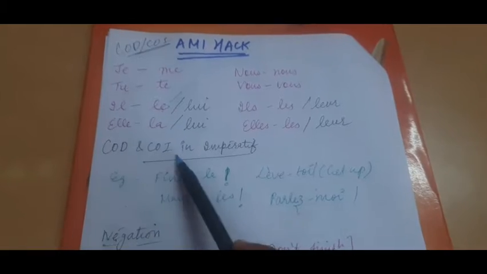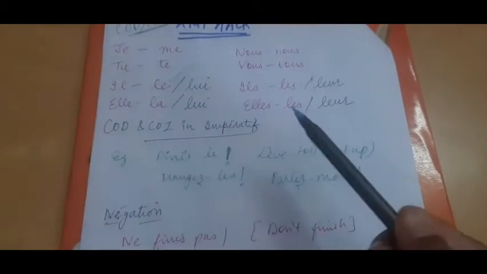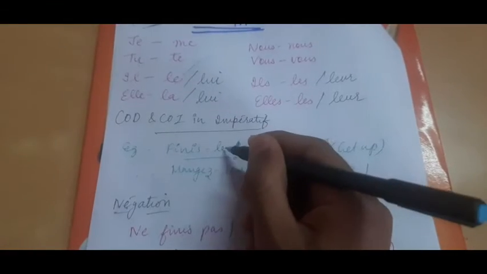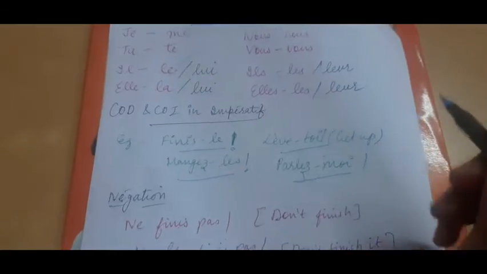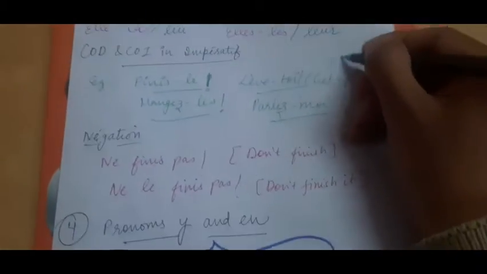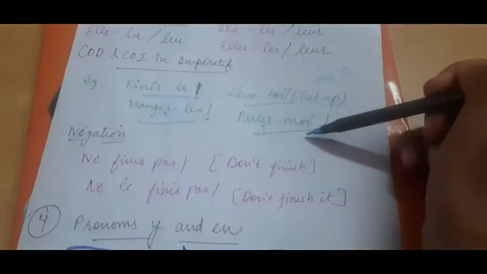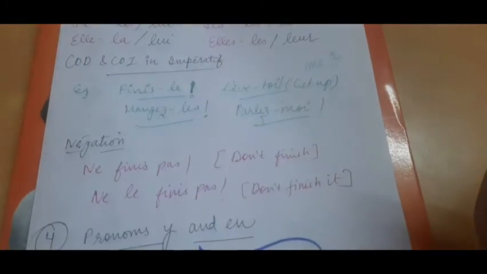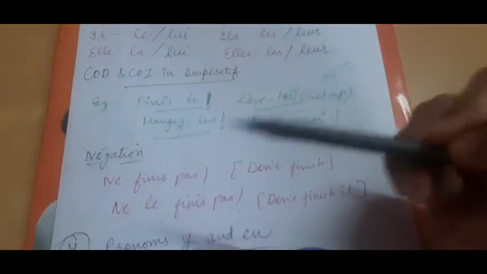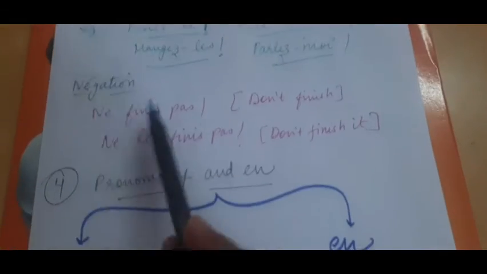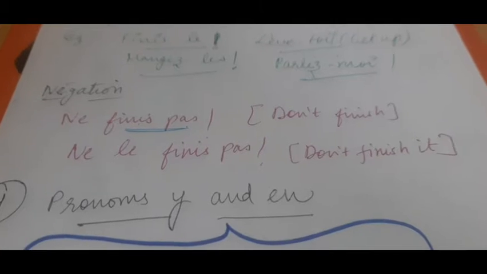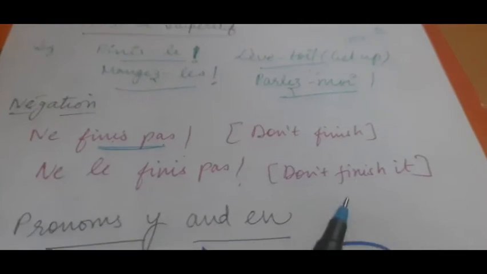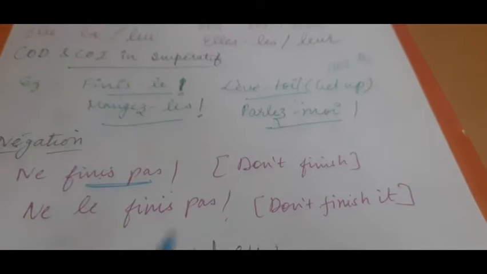Now let's talk about COD and COI in the imperative. How do we use that in the imperative? We say finis-le or finis-la. Mange-les. Lève-toi, parle-moi. So in this, me and te become moi and toi. That is the only thing you need to remember, and put the COD and COI after the verb, as you know. Okay. Negation. How do we do that in negative sentences? Here we can see ne le finis pas. So, don't finish it. The COD, which is le, is before the verb, as you can clearly see.